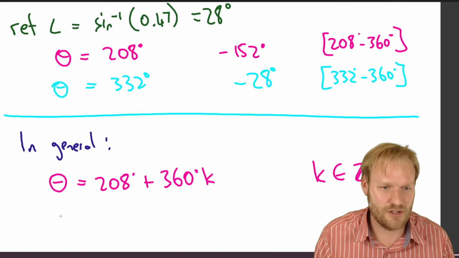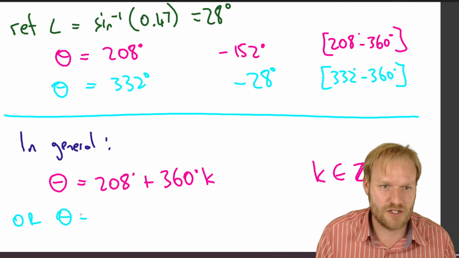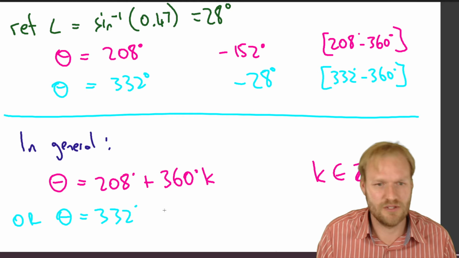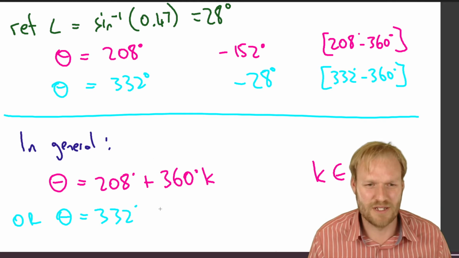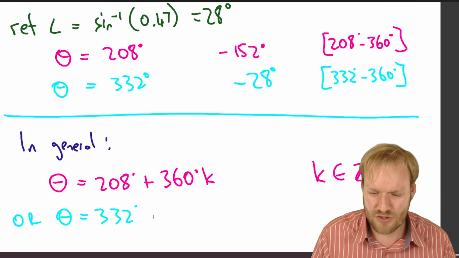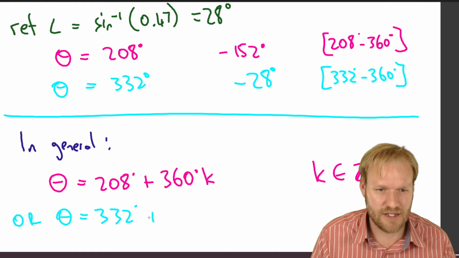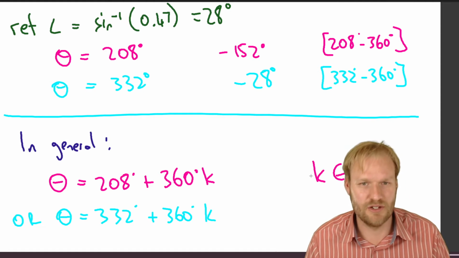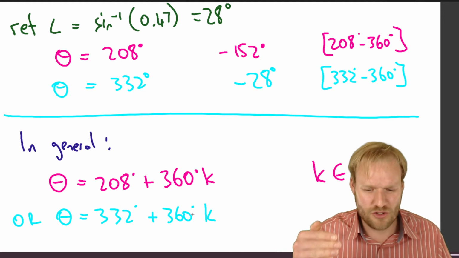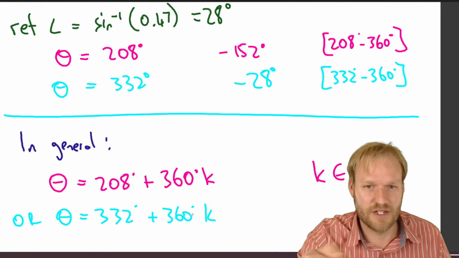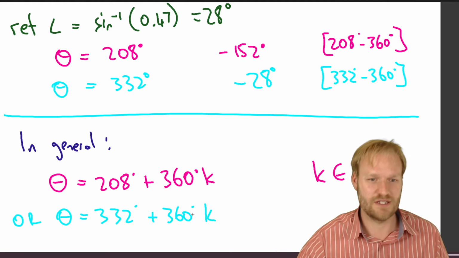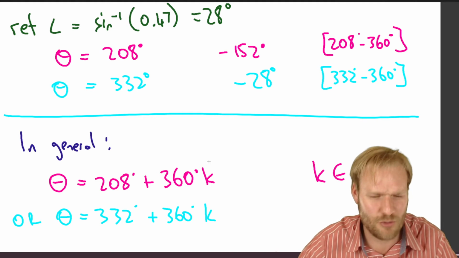And our second option, theta could have been 332. That was the second option between 0 and 360. And we could have taken that and done the same idea, plus 360k, where k is also an integer. In other words, 332, but we could have added a whole lot of 360s or subtracted a whole lot of 360s. Okay, so let's do 2 more examples.